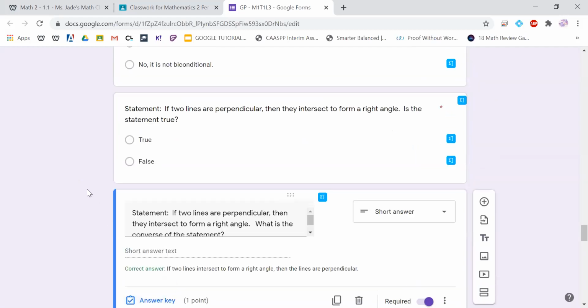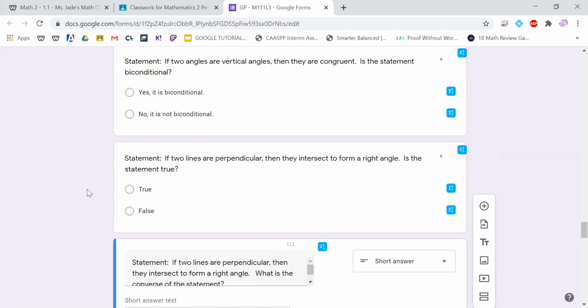Oh, I can't type it. Okay, I forgot I was about to type. So, statement: if two lines are perpendicular, then they intersect to form a right angle. What is the converse of this statement? So we write, if the conclusion, so if two lines intersect to form a right angle, then they are perpendicular.